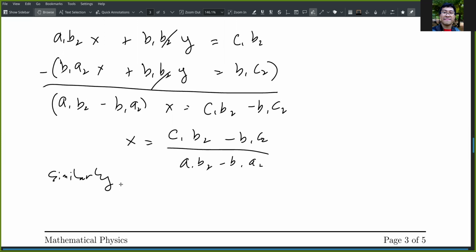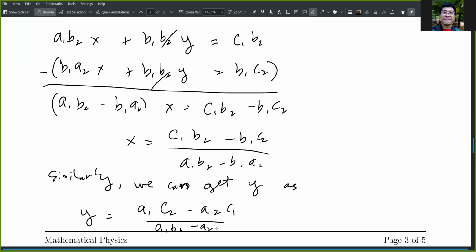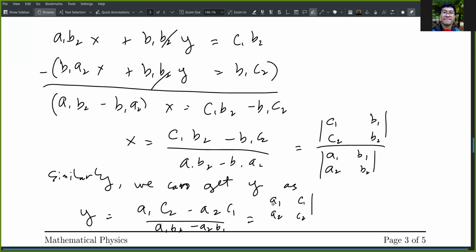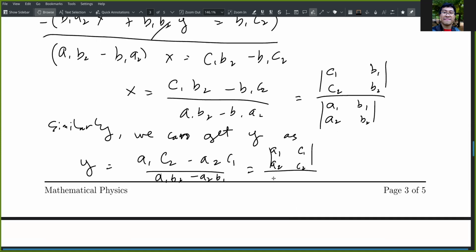Similarly, we can do the same process to get y as (a1 c2 minus a2 c1) over (a1 b2 minus a2 b1). If you observe, the denominators actually look the same. But here we can also write this in determinant form. The denominator can be written as the determinant with rows a1, b1 and a2, b2. The numerator of x is the determinant with c1, b1 and c2, b2. For y, it is the determinant with a1, c1 and a2, c2, divided by the same denominator.